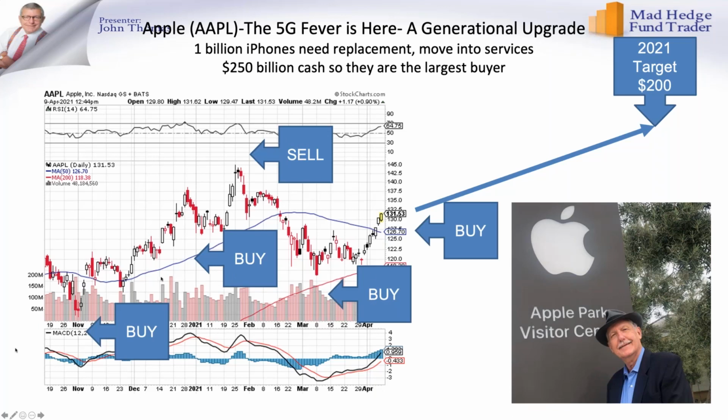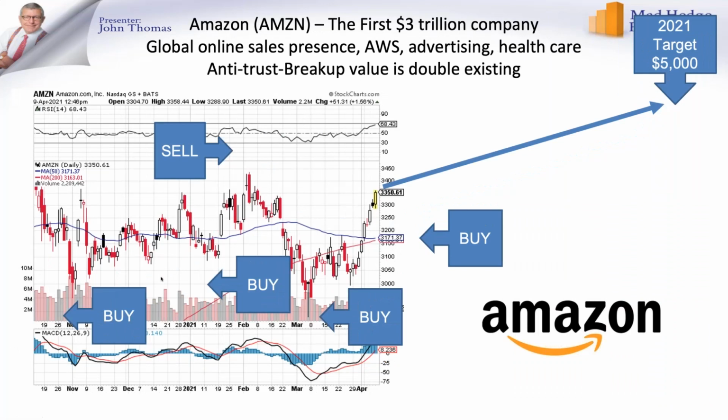Amazon, they're going to become the world's first $3 trillion company. They hired 500,000 people last year, bringing their total workforce to 1.2 million. Just about to have a major breakout here, and we're looking for $5,000 by the end of the year.